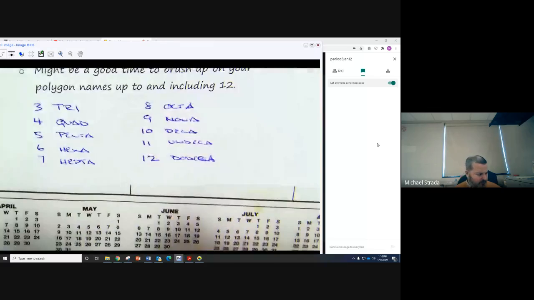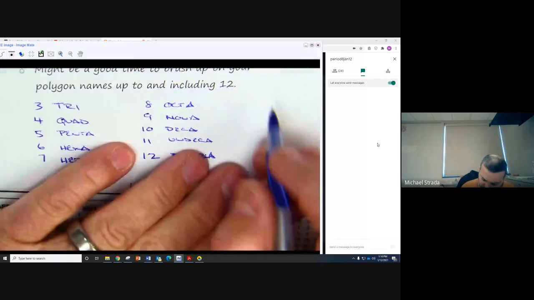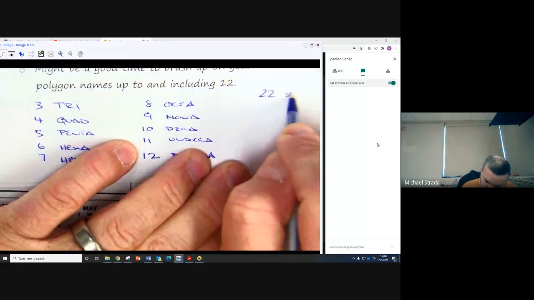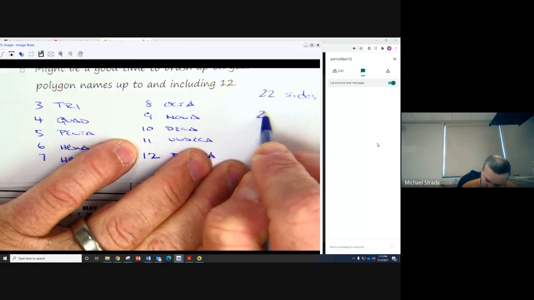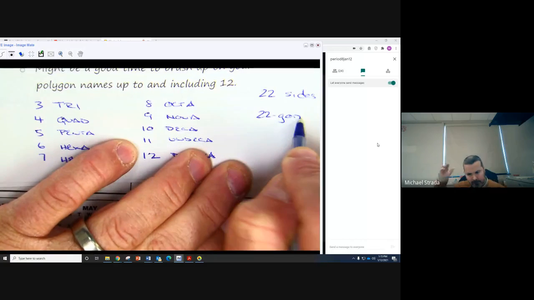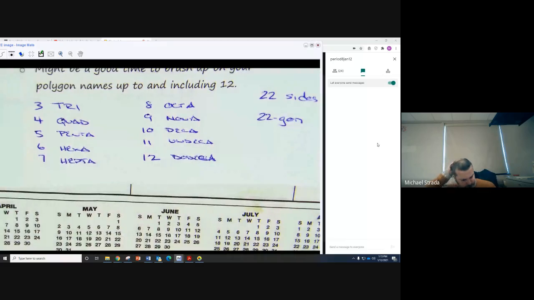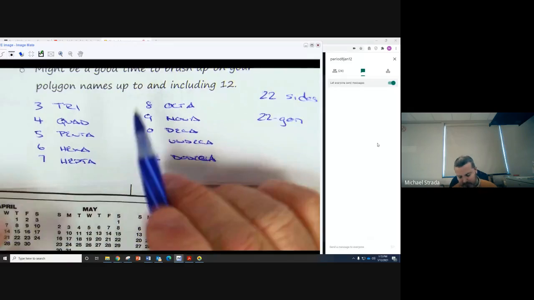After that, you can simply write the number of sides dash gon. So for example, if the figure had 22 sides, for this class, we're going to call it a 22-gon, and then go from there. All right, so if they want the angle sum, you simply take the number of sides, subtract 2, and multiply by 180.